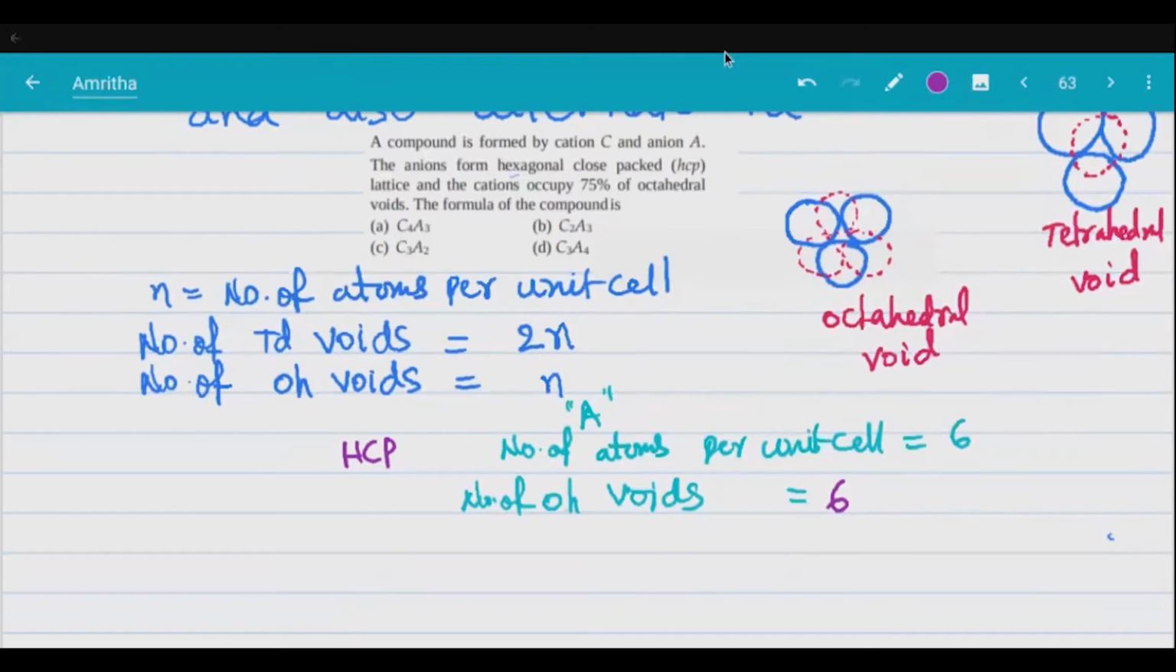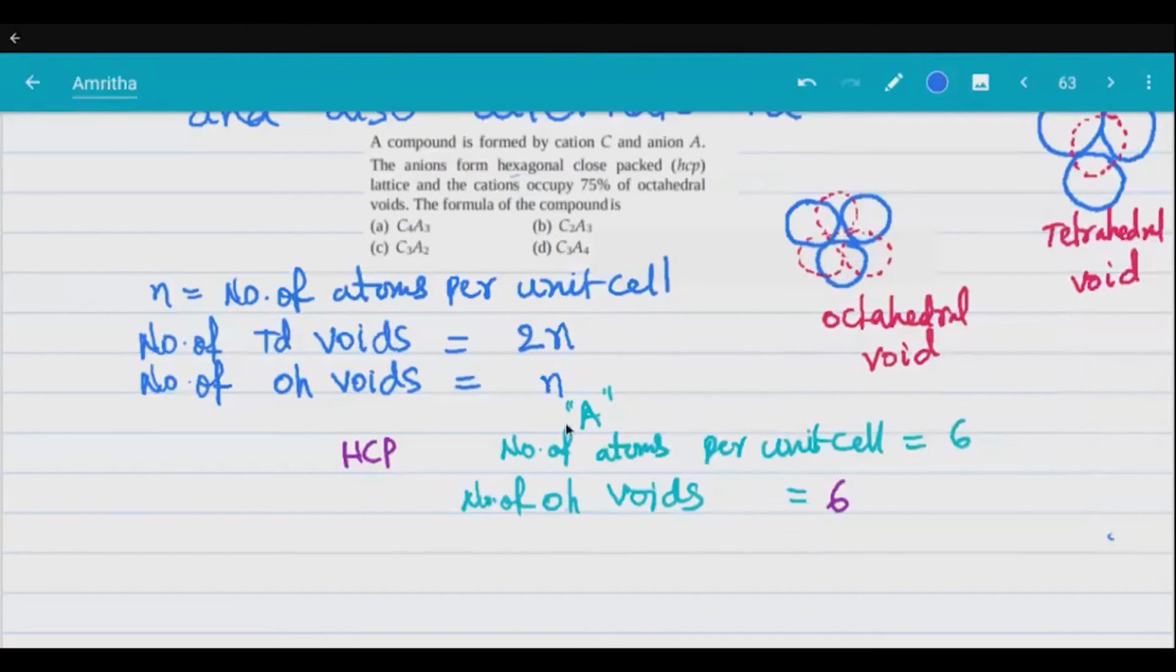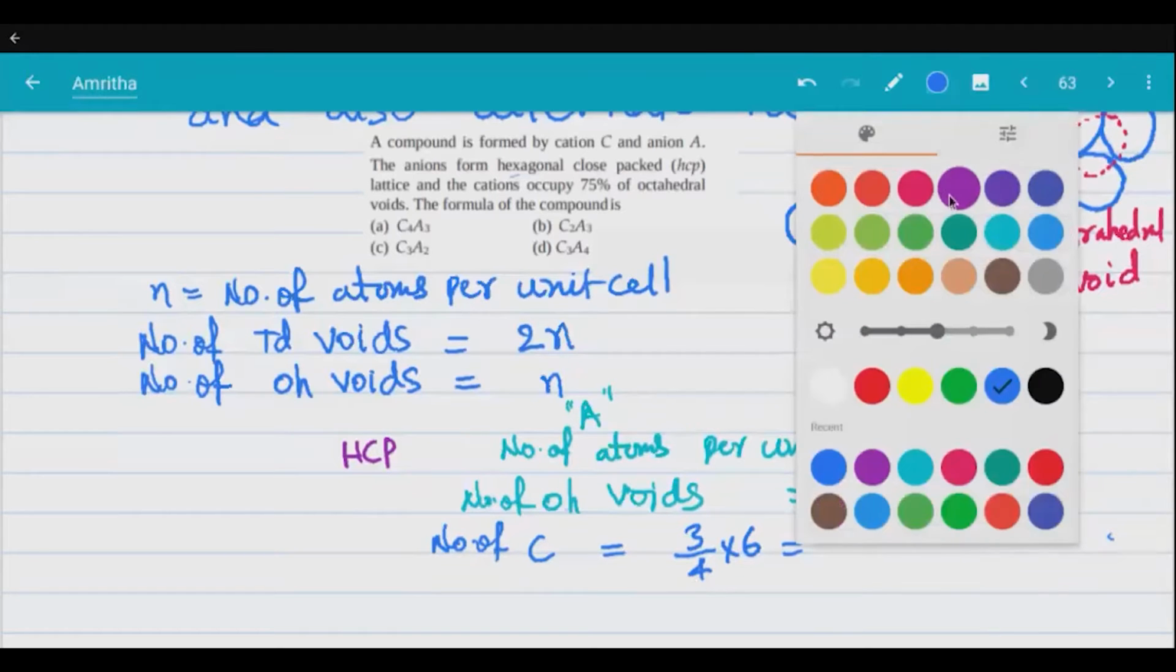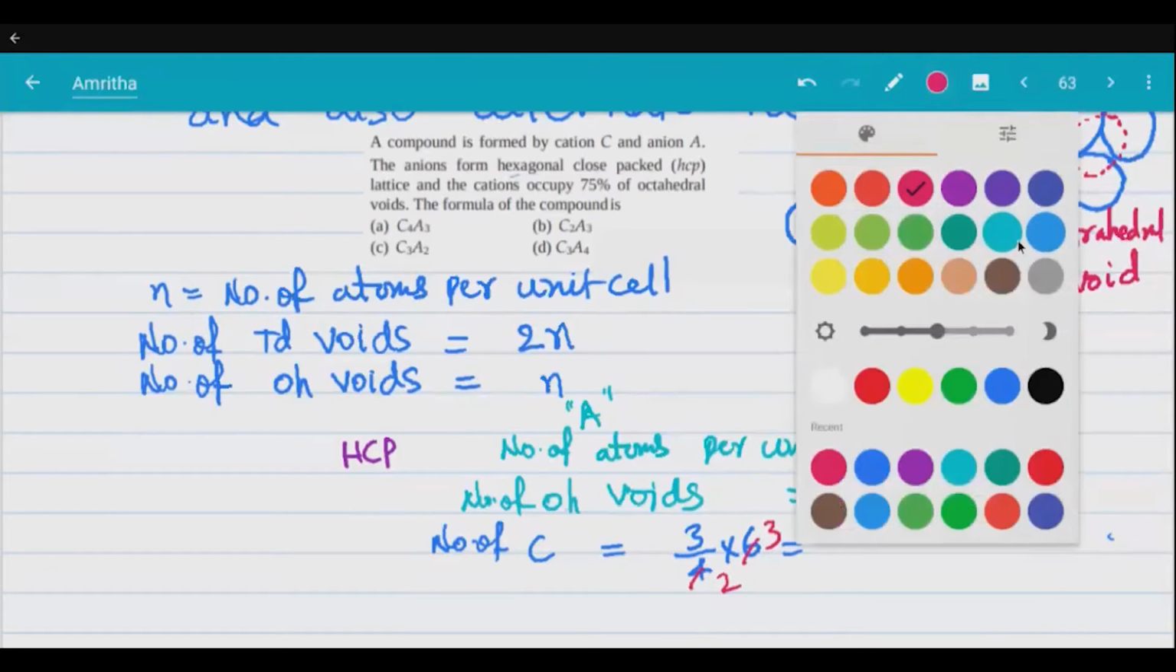So there are 6 octahedral voids, no doubt. But not all are occupied. How much percentage is occupied? 75% is occupied. So for A6, the number of C is equal to 3/4 into 6. So how much is it? 3/4 into 6 means 3 times 6 over 4, which is 9/2.